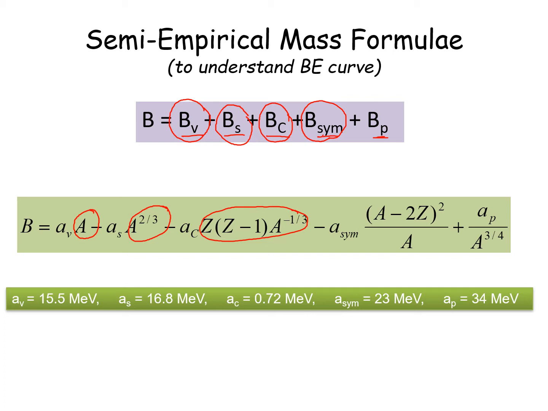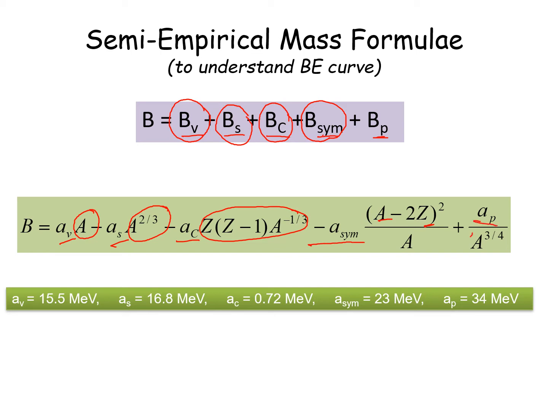Then we have the symmetry potential or symmetry term. It also depends on both A as well as Z. So it is equal to A minus 2Z whole square upon A. And finally the last term, that is the pairing term, is inversely proportional to A to the power 3 by 4. So these are the here AV, AS, AC, A symmetry and AP.